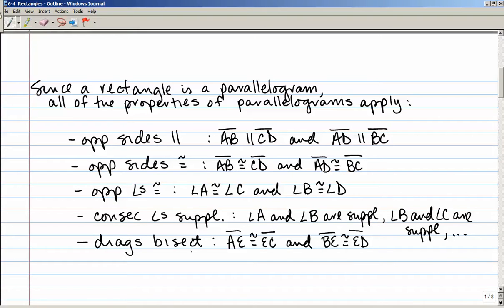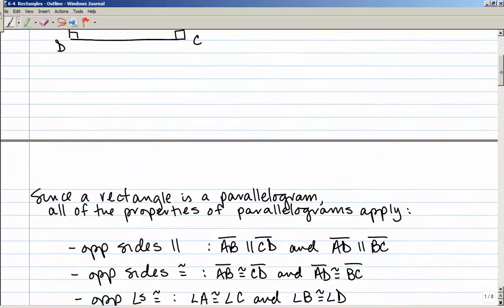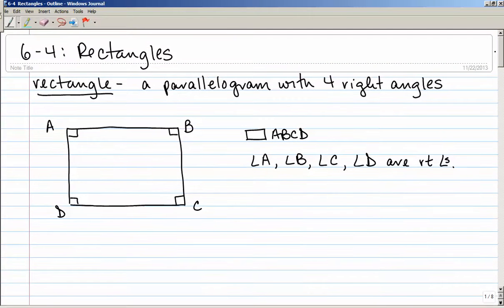And the diagonals bisect each other. I don't think I had diagonals in this picture here, but if we were to draw BD and AC, they would intersect here. I would call it point E, so BE would be the same as ED, and AE would be the same as EC.